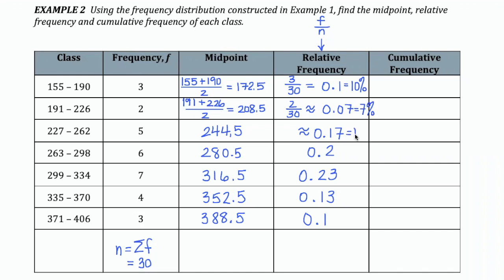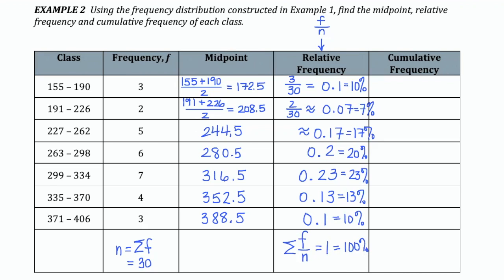Then we have 17%, 20%, 23%, 13%, and 10%. Okay, so generally speaking, we can leave it in the decimals as long as your brain understands how to interpret them as their corresponding percentages. And as a little check, when you add up the decimals in this column, add up the frequencies divided by the sample size, it should equal 1, which represents 100% of the data.